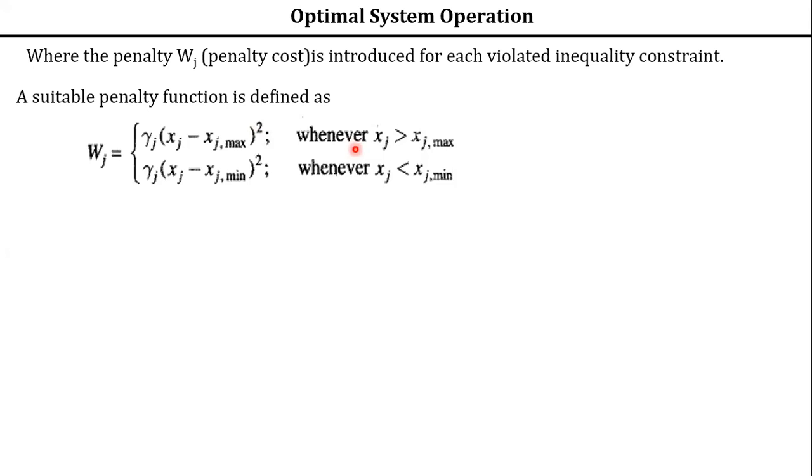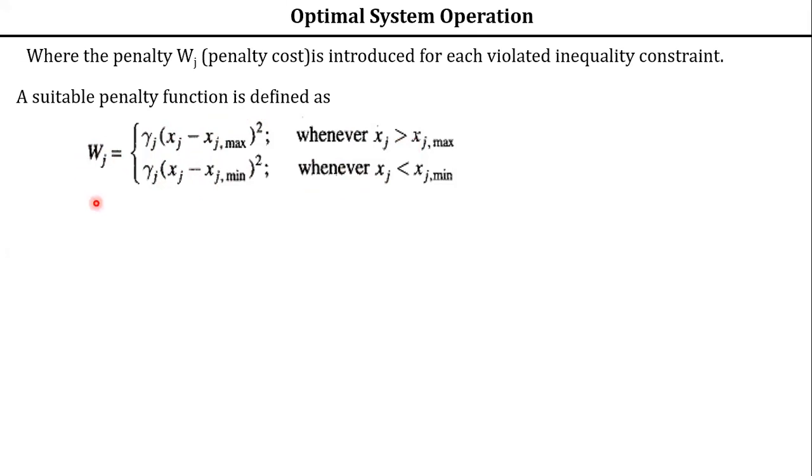Whenever violation occurs, if the maximum limit is violated, this is the penalty function. If the minimum value is violated, this is the penalty function. Either this or this will be there, not both. Clear? So this is your penalty function. Please remember this one. You have to write and practice these things.